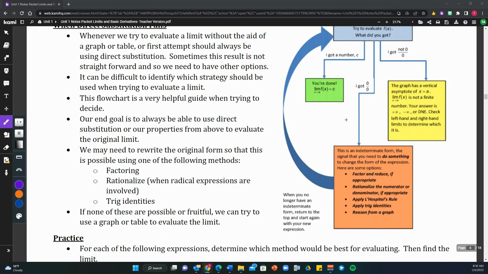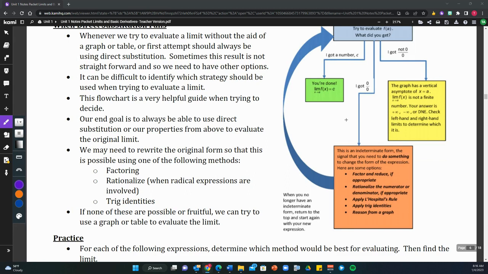So it can be difficult to identify which strategy should be used when trying to evaluate a limit, but this flowchart does a nice job of guiding you through that process. So no matter what, our end goal is to be able to use direct substitution or our properties from above to evaluate the original limit. So to do that, sometimes when you try direct substitution at first and it fails, we have to rewrite the original form of the function so that direct substitution is possible. And we can do that using factoring, rationalizing the expression. So that's when we have radicals in there, so square roots, cube roots, that kind of stuff. And then some of our trig identities from pre-calculus are going to come back into play now.